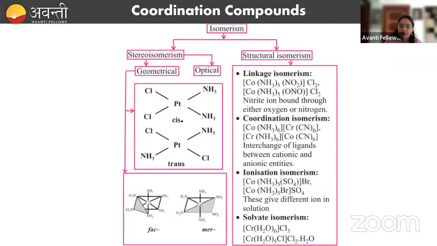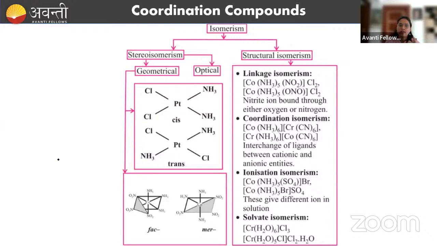Next, let's start with the isomerism. Isomers are of 2 types: one is structural isomerism and another one is stereoisomerism. Our coordination compounds show both isomerisms, structural as well as stereoisomers. You know stereoisomers are of 2 types, geometrical as well as optical. Most of the time the square planar complexes show these stereoisomers.